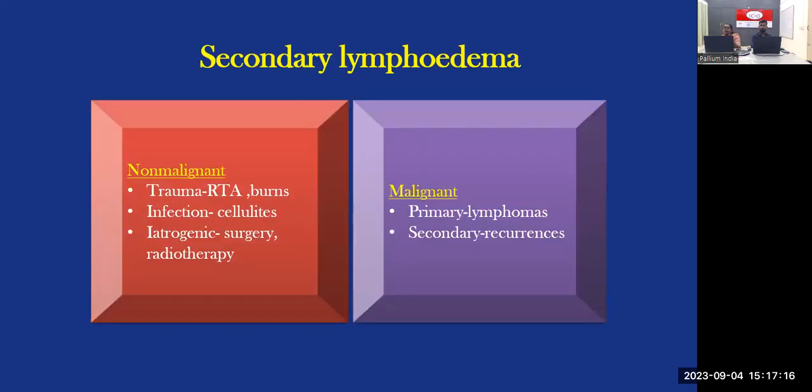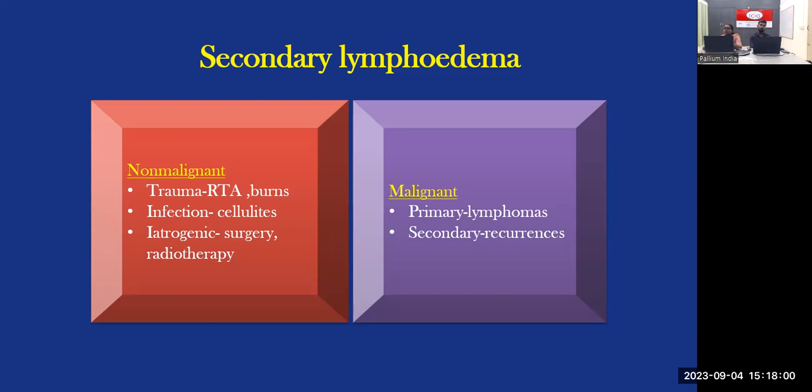The secondary lymphedema is divided into non-malignant and malignant. From this slide, you have to understand that non-malignant persons can also develop lymphedema. So what is that? Non-malignant means trauma, major road traffic accidents. Because of that, the inguinal node and the axillary node can be damaged. When these major lymph nodes are damaged in a road traffic accident, gradually, maybe after 3 or 4 months, the patients can develop lymphedema.